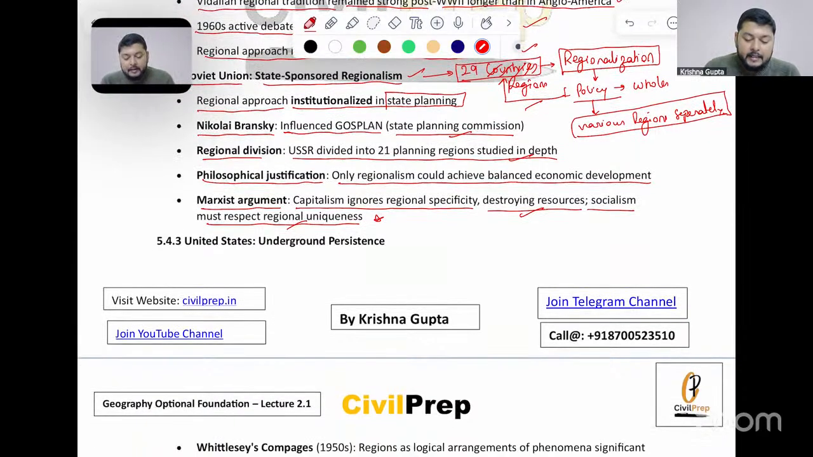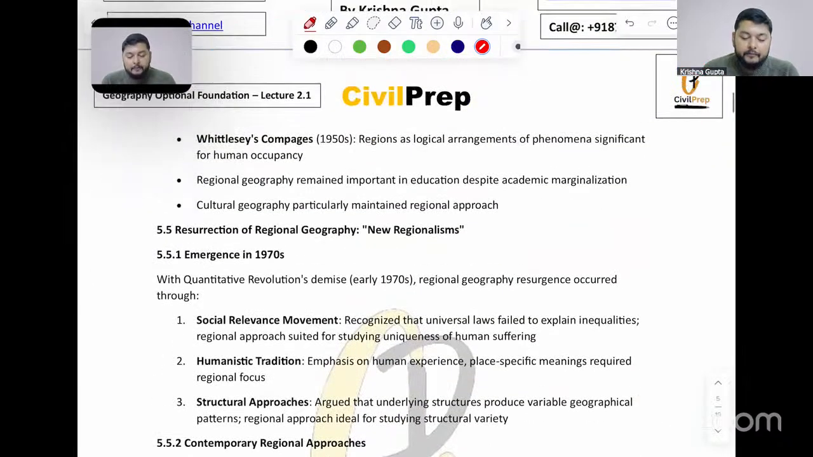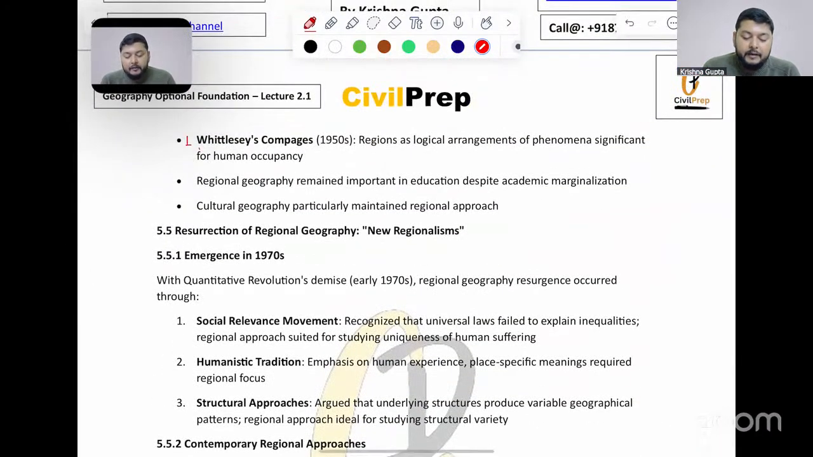Next is the United States, which underwent underground persistence here. Number one, Whittlesey's compages in the 1950s. Here Whittlesey came out with one of the regional studies. Basically, it was regional, but it was majorly systematic. The outcome came in the form of regional phenomena also. So regions are a local arrangement of phenomena significant for human occupancy.